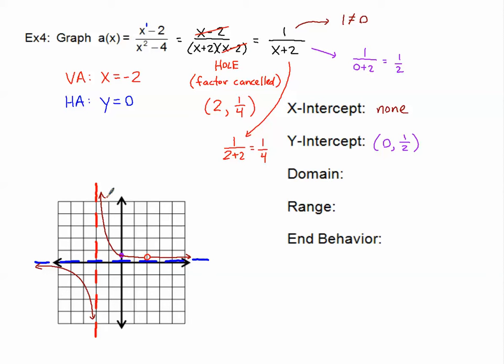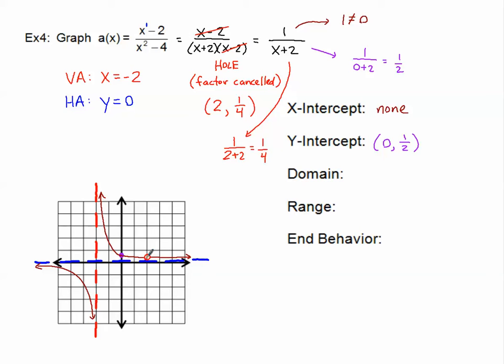So once again, to review, this hole happens because there's a common factor that can cancel away. I know that there's going to be a hole, and it's going to be a hole at that value that it would have been, x equals 2, and I can plug that 2 into the remaining part of my rational function to get my y value. And then I have what my hole is going to be, and I just plot that.